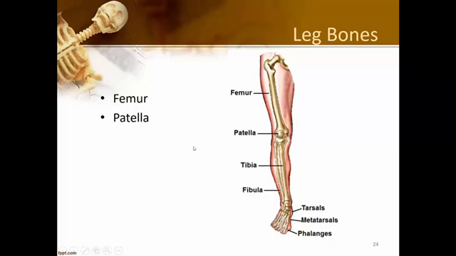The leg bone is the longest bone in your body, and the largest is the femur. The patella is your knee bone. The tibia is the weight-bearing large bone in the lower leg. In fact, if you break your fibula, the small one, you don't get a cast because it doesn't bear weight.